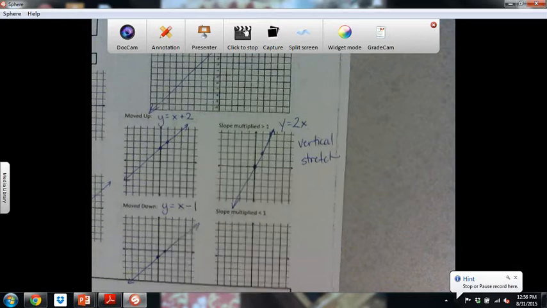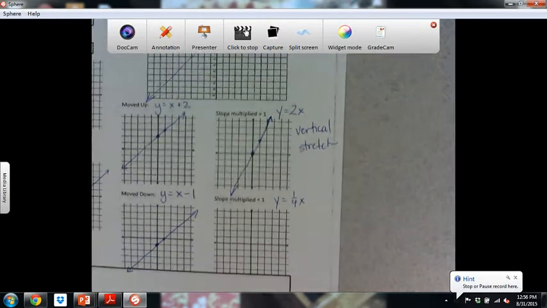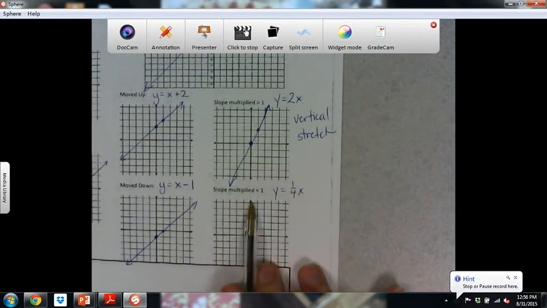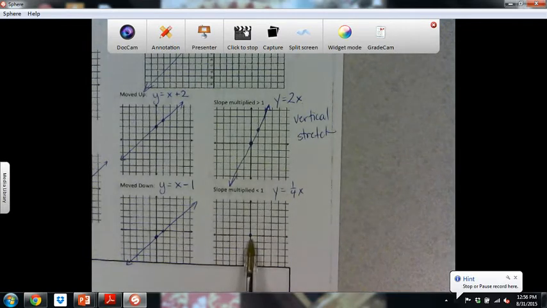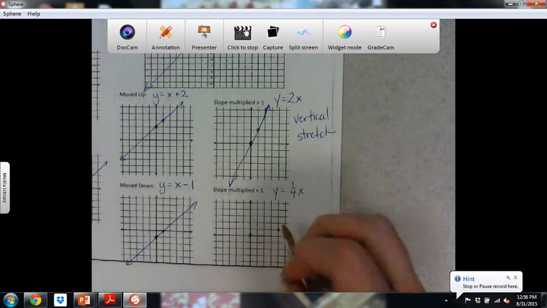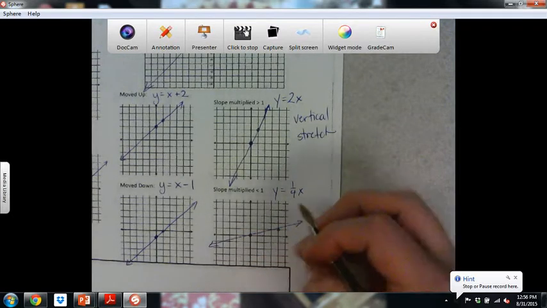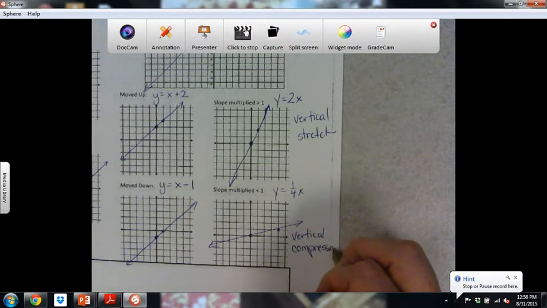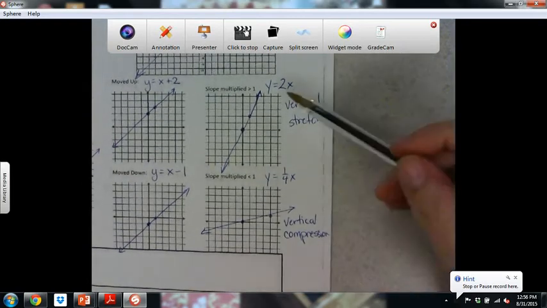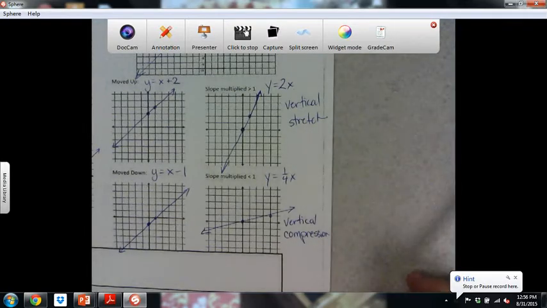If we multiply by a number less than 1, for example, if I say y equals 1/4 x, again, if I plug in 0, I still get out 0. 1/4 of 0 is still 0. But we know that with a slope of 1/4, we would rise 1 and run 4. And so this one is much flatter than our original. So we call that a vertical compression. And this will happen with each type of graph. So if we multiply by something greater than 1, it's a vertical stretch. By something less than 1, it's a vertical compression.